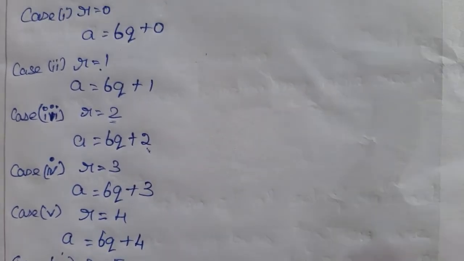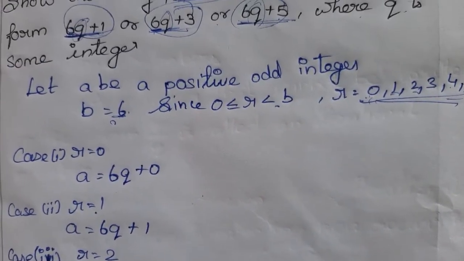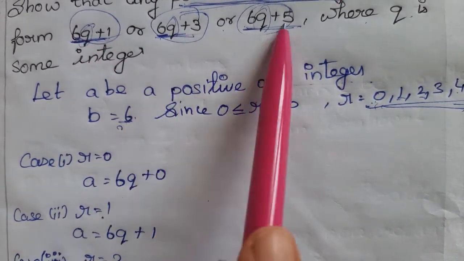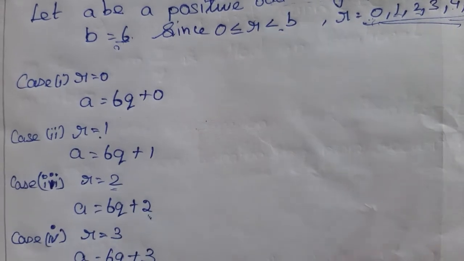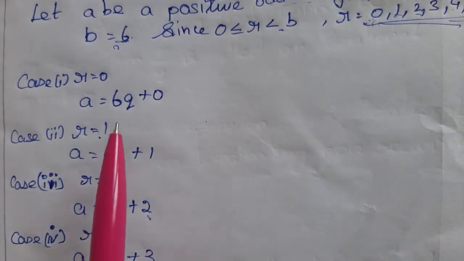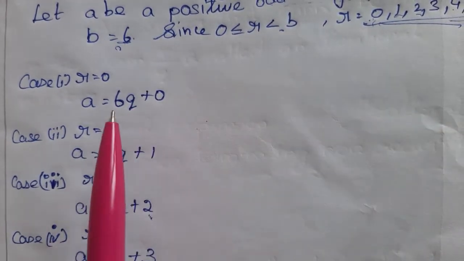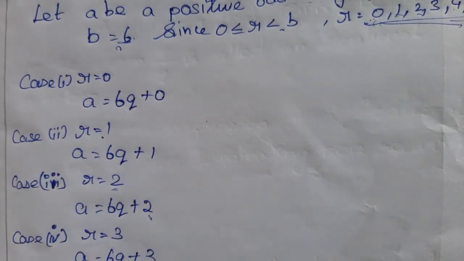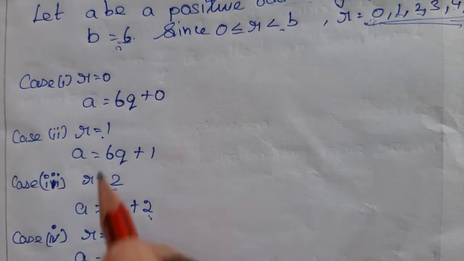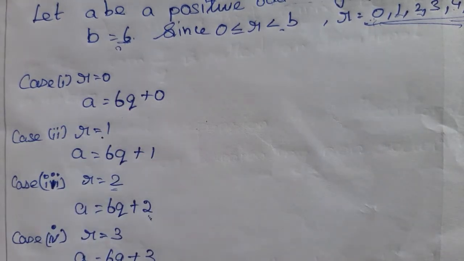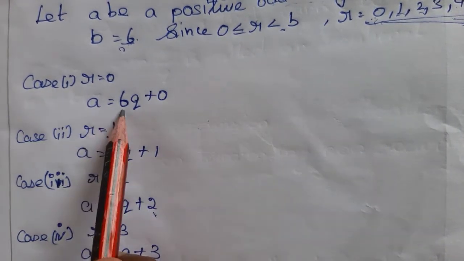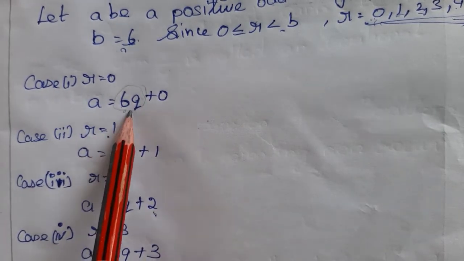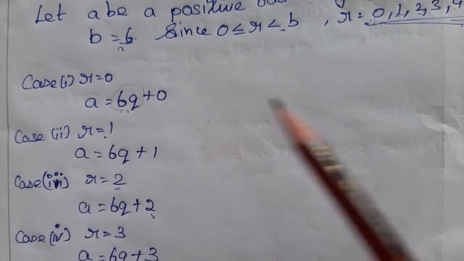So these are the 6 cases, but here we have to prove that an odd integer is in the form of 6q plus 1, 6q plus 3, 6q plus 5, right? So what is the first case? First case is 6q plus 0. Is 6q odd or even? Multiples of 6, we can write 6 as a multiple of 2. So this whole term is a multiple of 2, so it is an even number, right?